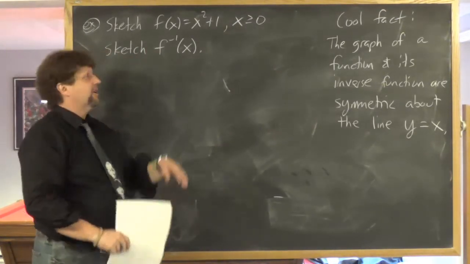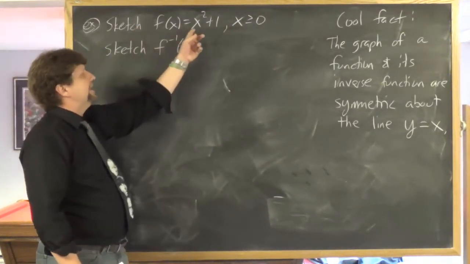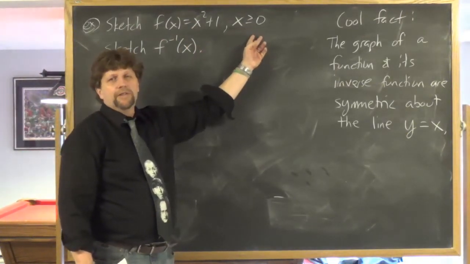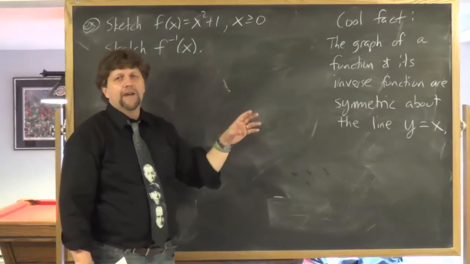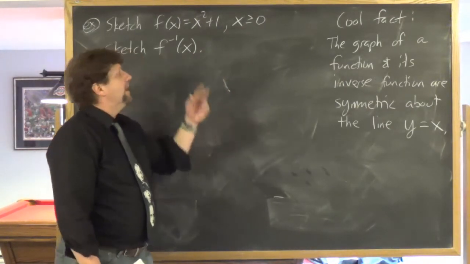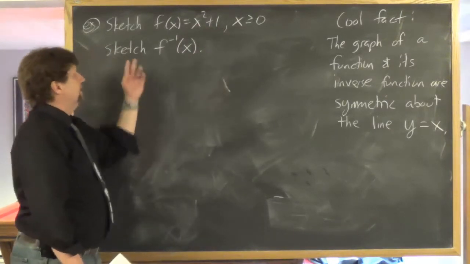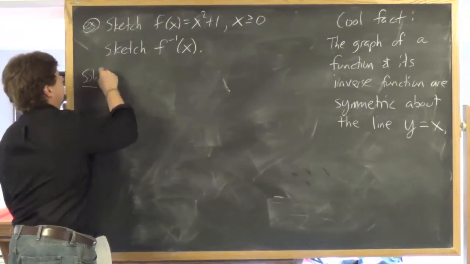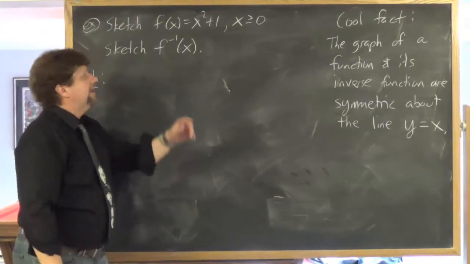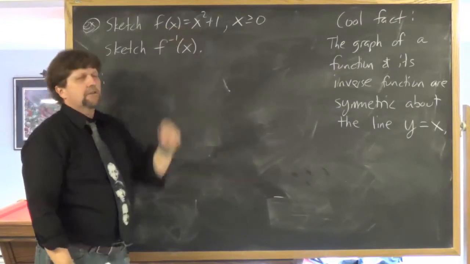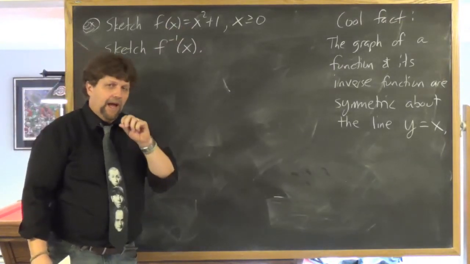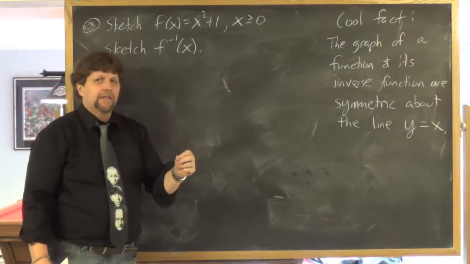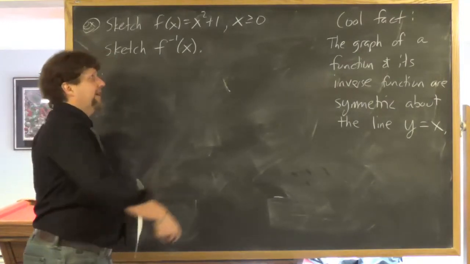Notice in this example, I start off by saying, sketch f of x equals x squared plus 1 only on the interval x greater than or equal to 0. So only for positive values of x, and including 0. We're going to be able to use that graph to sketch a graph of f inverse. Hopefully, a little review time here, f of x equals x squared plus 1. Remember, I expect you to know the graph of f of x equals x squared. I expect you to know what that looks like.